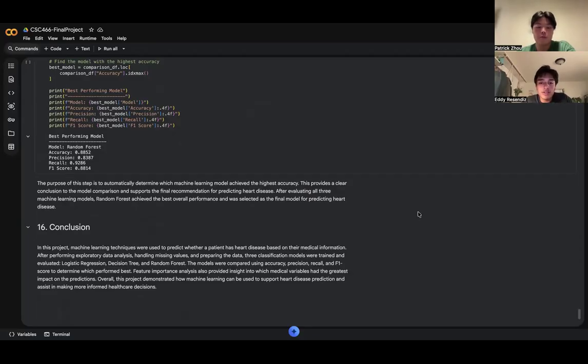The models were compared using accuracy, precision, recall, and F1 score to determine which one performed the best. Feature importance analysis also provided insight into which medical variables have the greatest impact on the predictions. Overall, this project demonstrated how machine learning can be used to support heart disease prediction and assist in making more informed healthcare decisions.